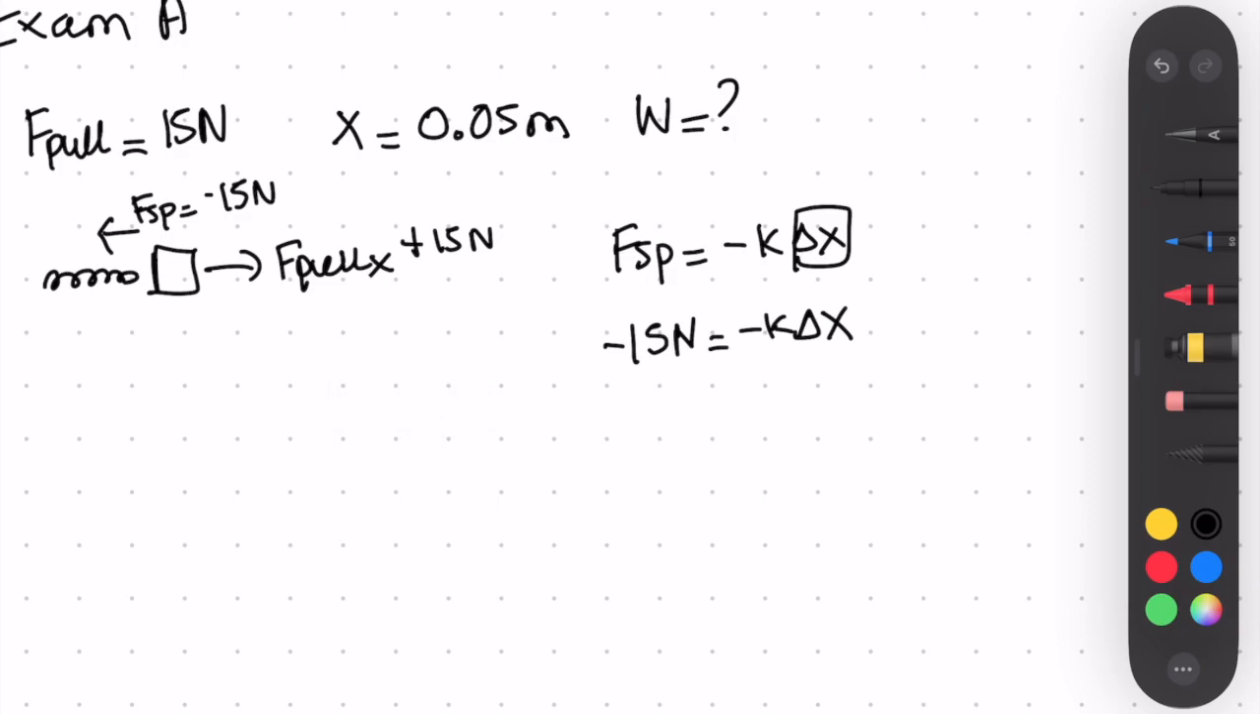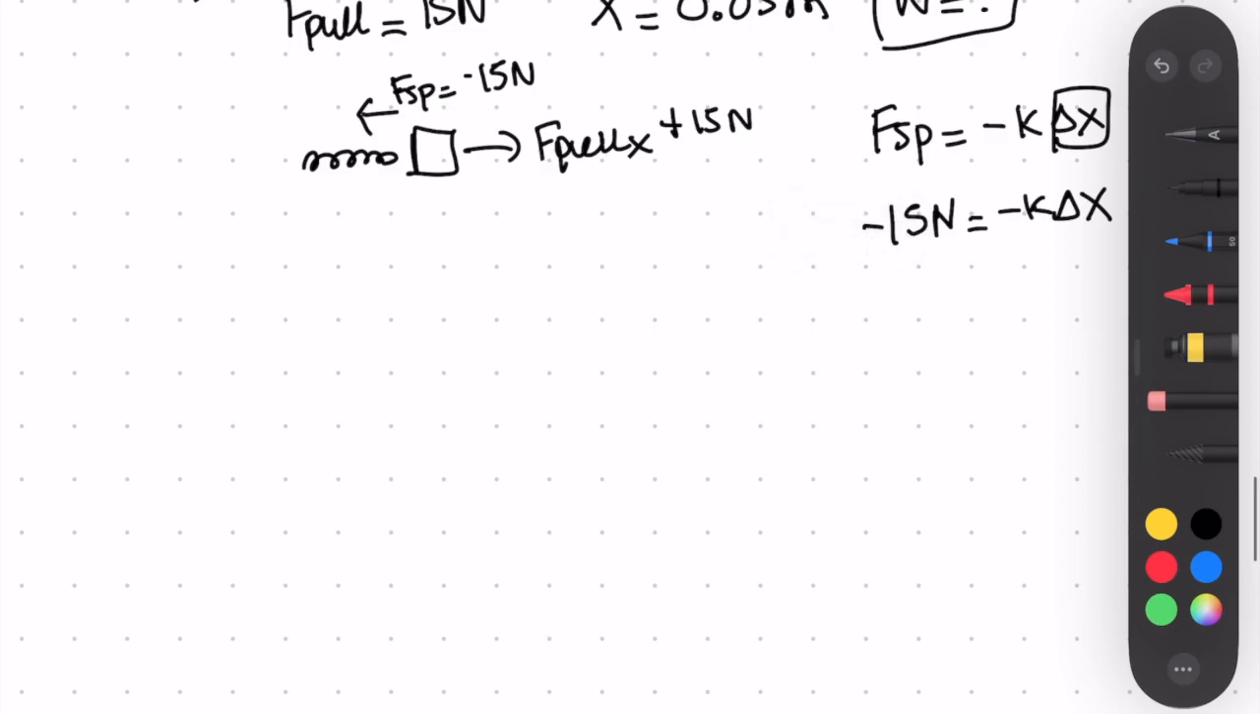Well, it goes back to really what we're trying to figure out in the end, which is how much work is done by the pulling force to stretch the block from its equilibrium length to an extension of 0.05 meters, right? So work in this case is going to be defined in either one of two ways, right? So normally you might see work defined as force times distance times cosine of the angle between the force and the distance, right?